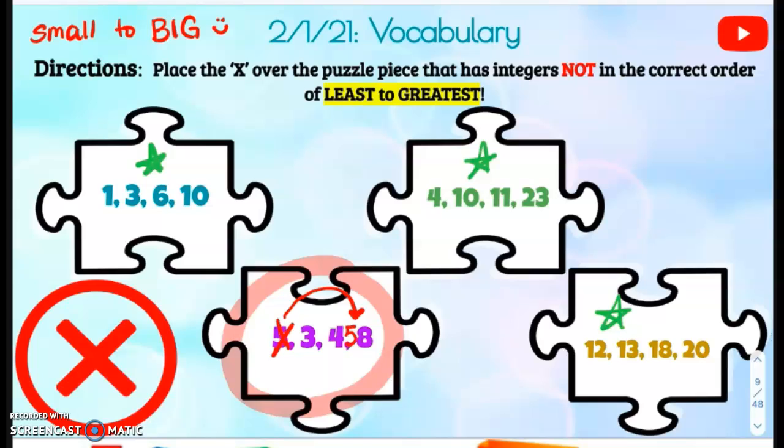Come on, do a perfect circle. There we go. Perfect. So we are going to put that X over that purple sequence. And that's going to be it for our vocab. Great job.